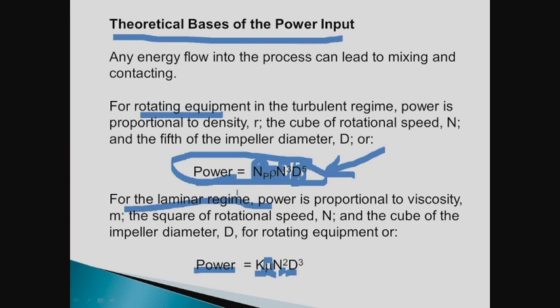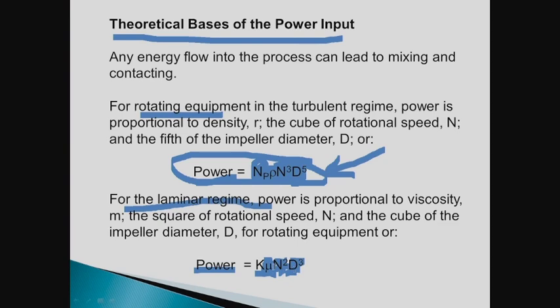You can see, relatively speaking, I mentioned there are three variables in this type of work. One's fluid properties, one's operating conditions, and one's the geometry. And you can see the relative importance of fluid properties, exponent one, operating conditions, exponent three, and diameter, which is exponent five. You can quickly see that impeller diameter is extremely important. Down here, power is proportional to viscosity, rotational speed squared, and diameter cubed. Again, you can see the relative importance of fluid properties, operating conditions, and diameter.